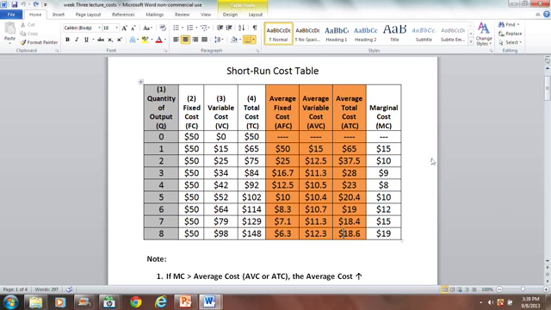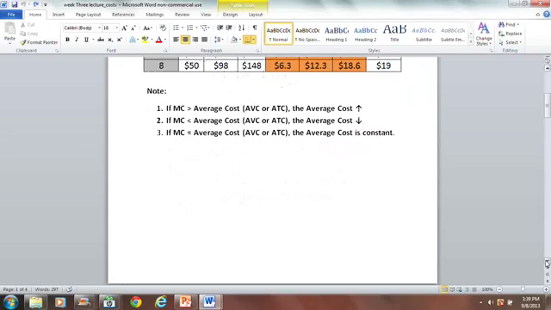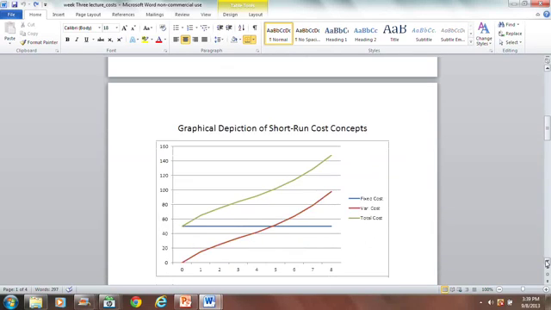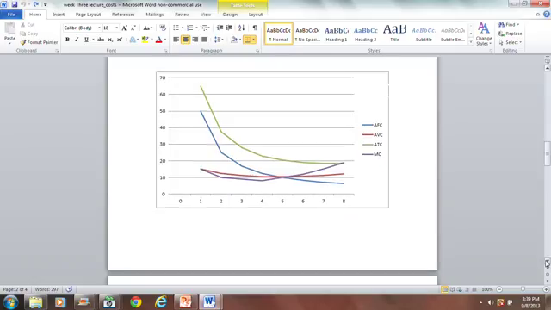And so to see that, I graph the average fixed cost, the average variable cost, the average total cost, and the marginal cost in the same framework. And let me show you that. Alright, so we come down here to this exhibit, and lo and behold, there we go. We've got the average fixed cost, the blue line, which is getting smaller and smaller as output is increasing.